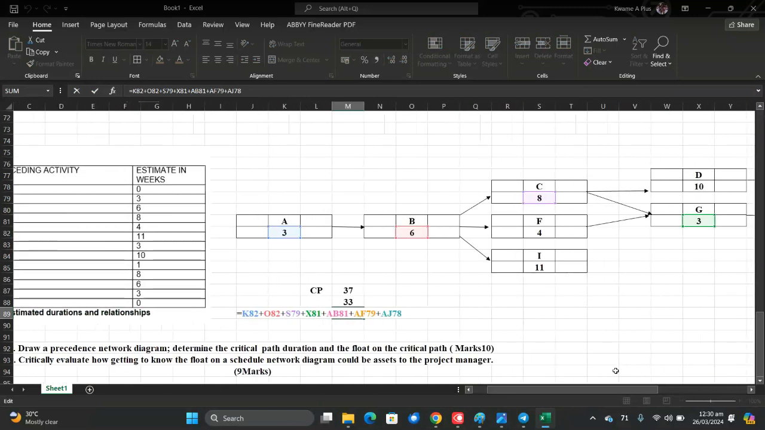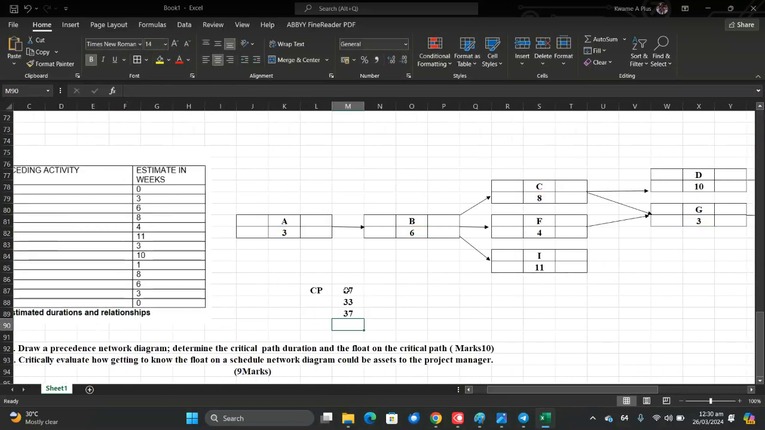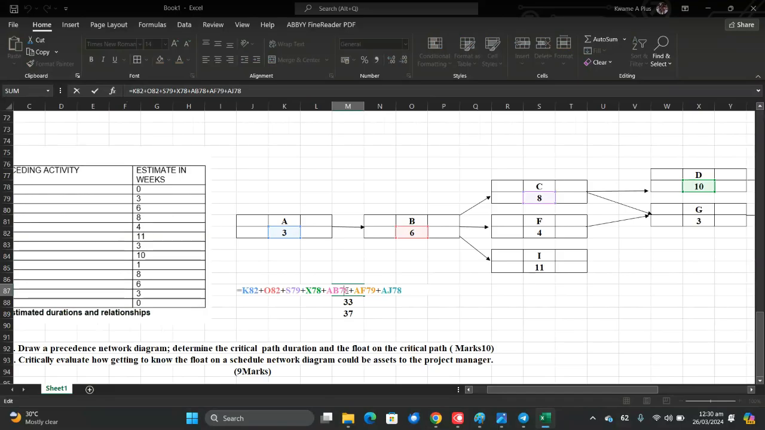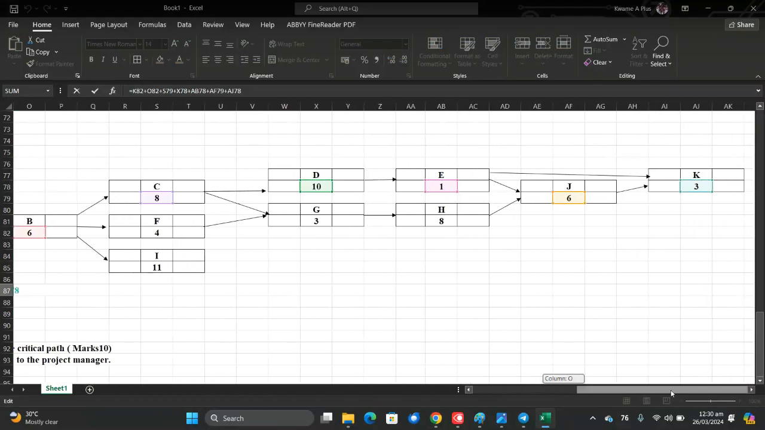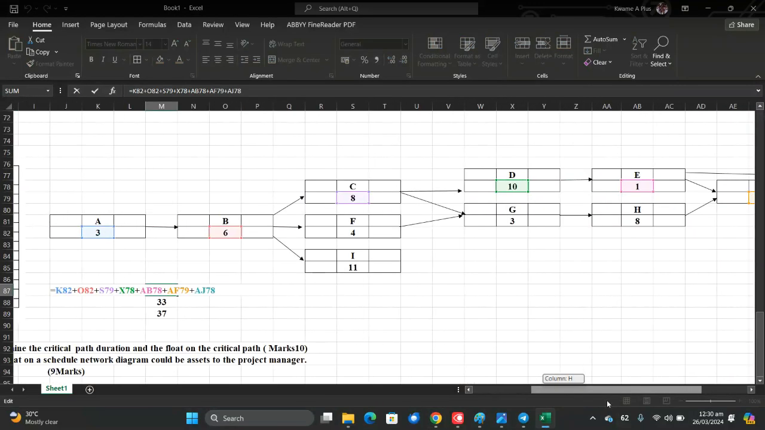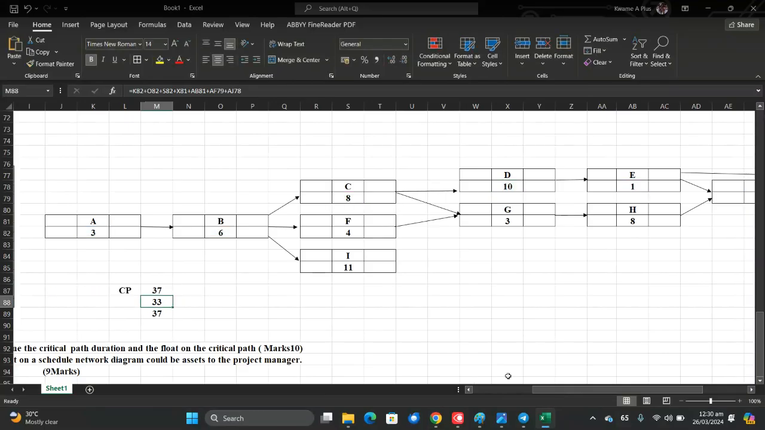Okay, let me see this one. I think mine is this one. And then this, we have that, even the top one. Yes, and then we still have 37. Oh, so meaning the critical path is 37. Okay, let me confirm. I saw this question.